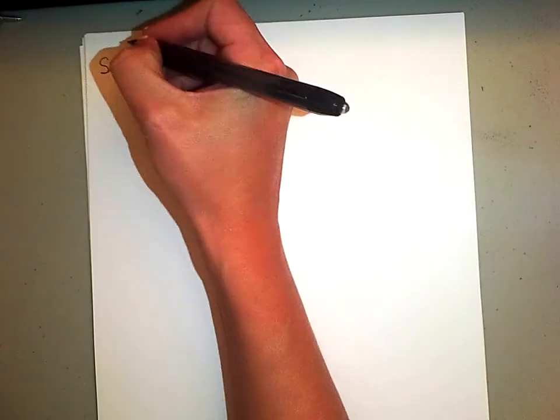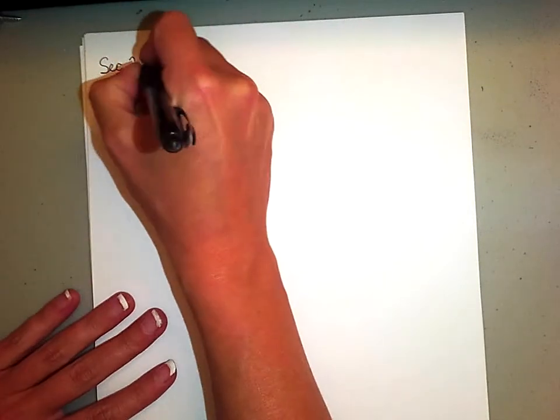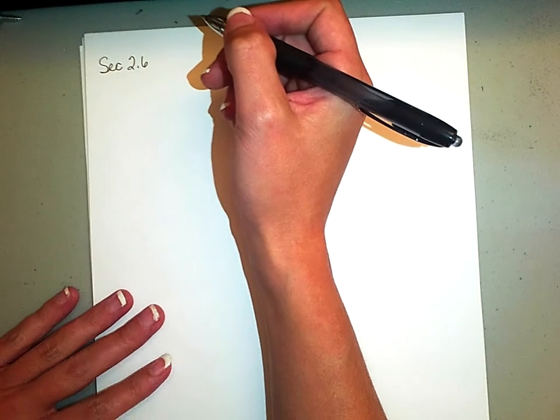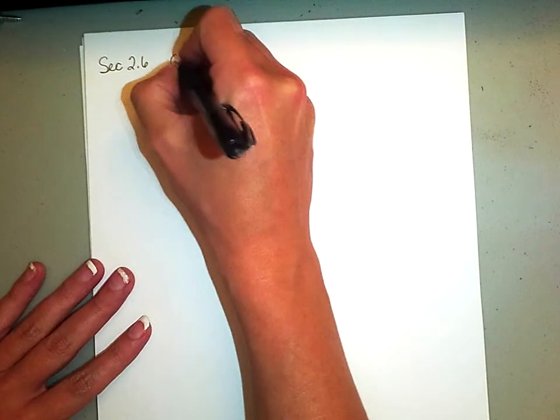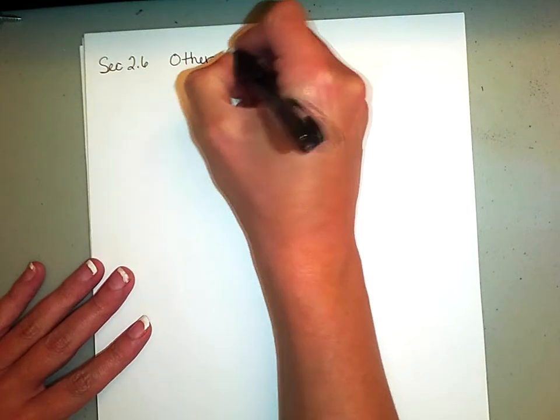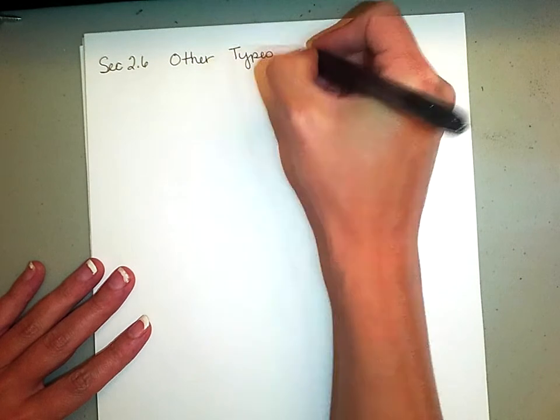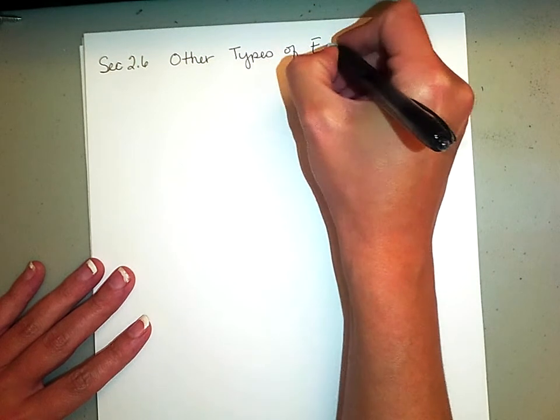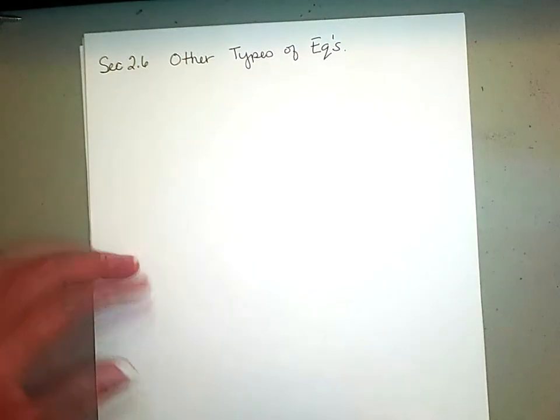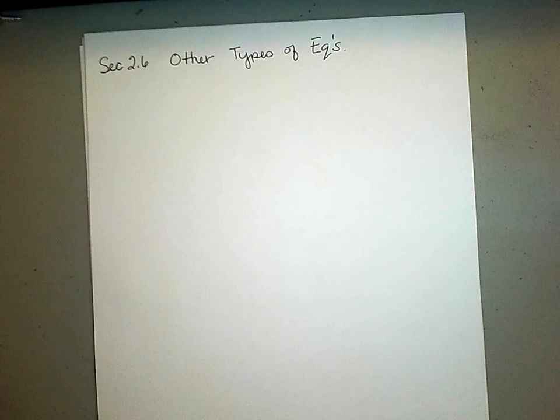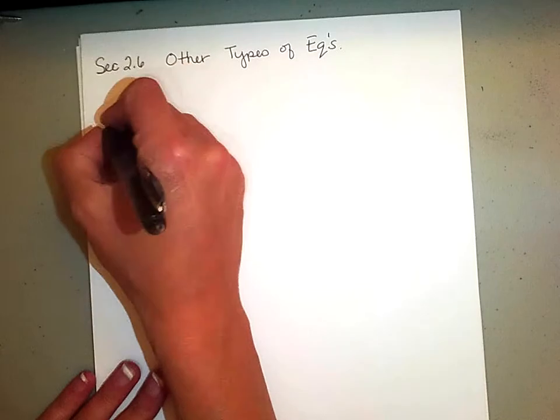Alright, today we're talking about section 2.6. And in this section we're talking about other types of equations. So we'll be looking at various types of equations that we can solve.